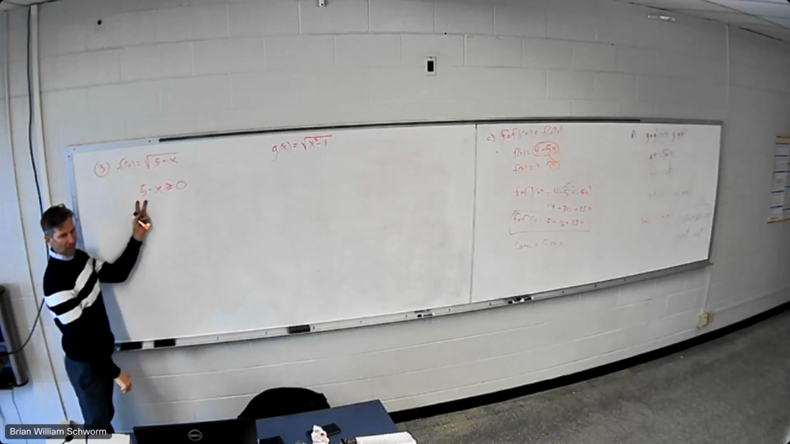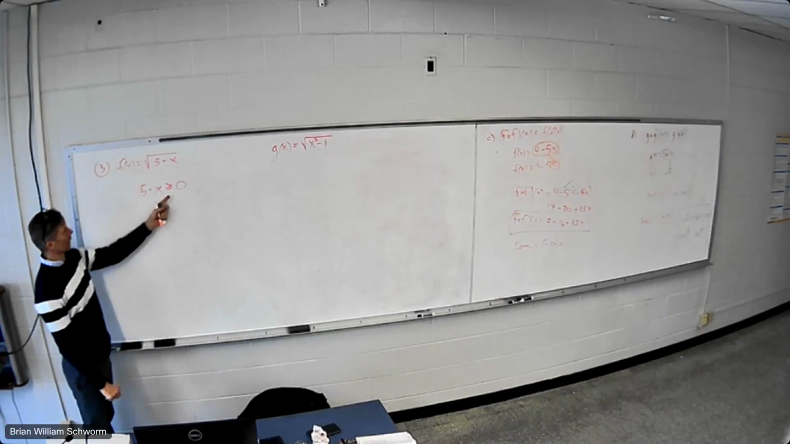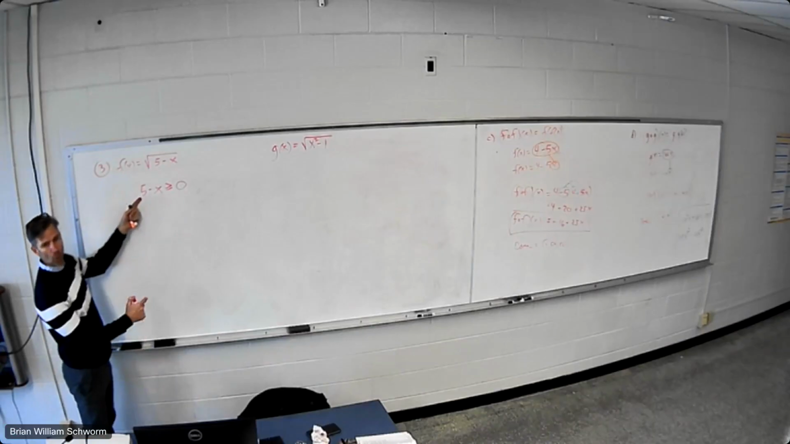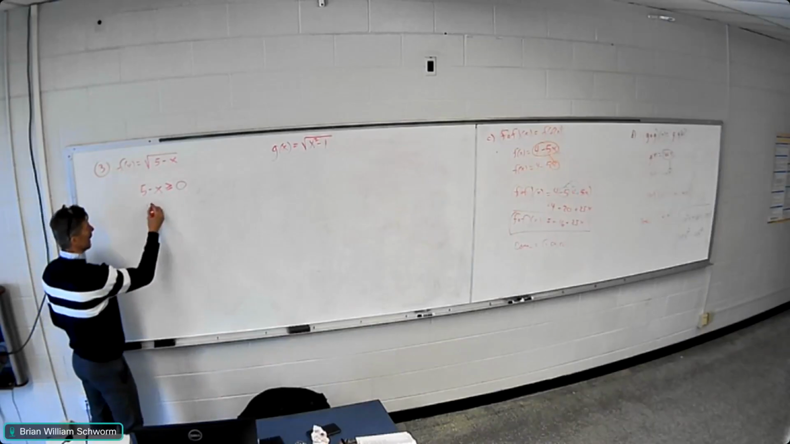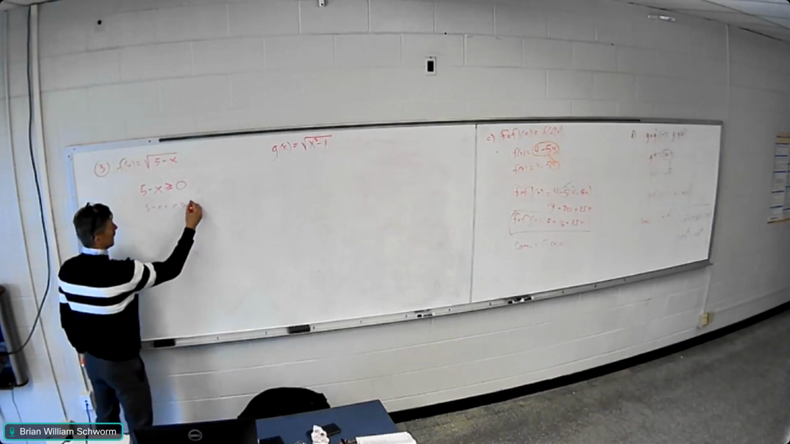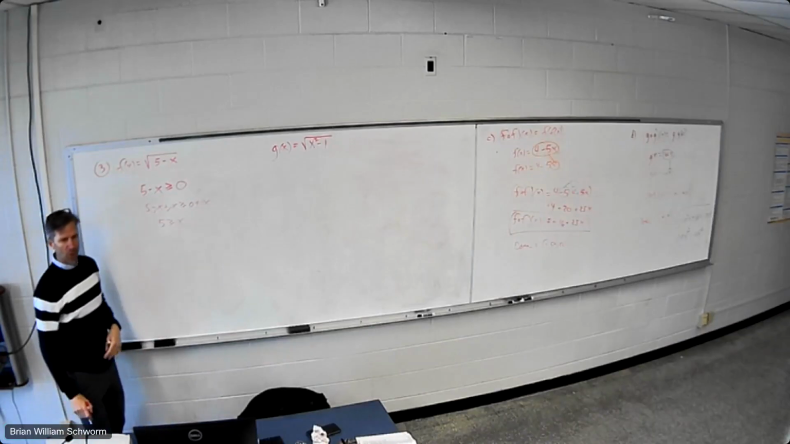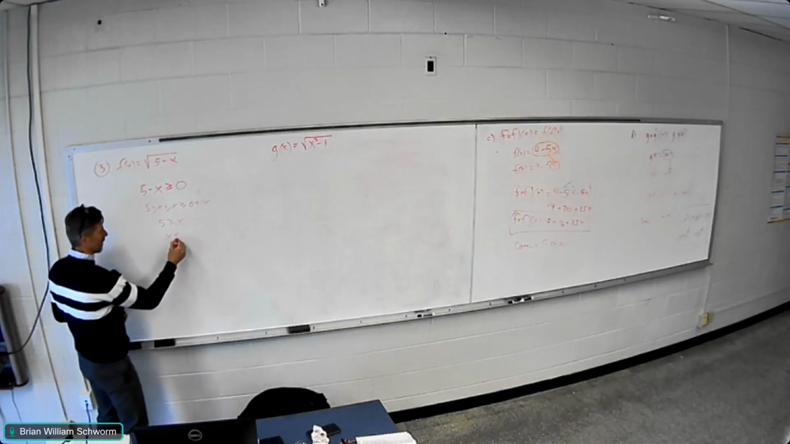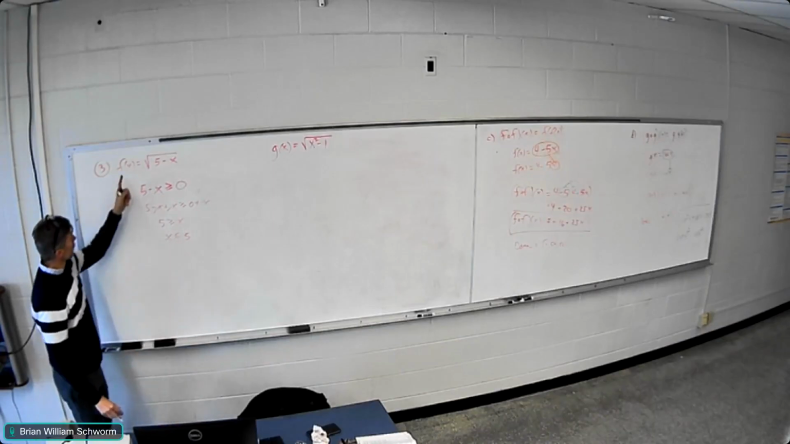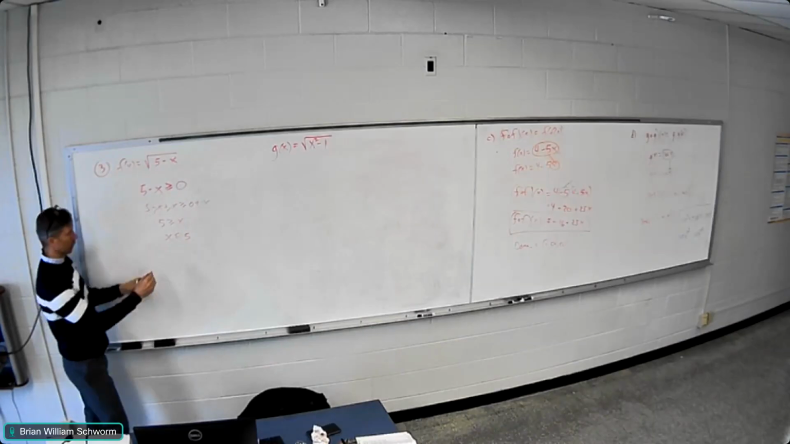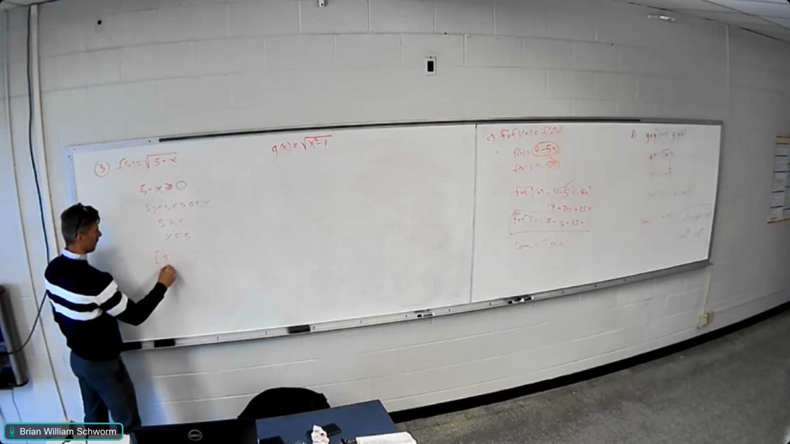What's under the square root? 5 minus x has to be bigger than or equal to 0. So when I write that down with an inequality, I can solve for x. Just add x on both sides. Five is bigger than or equal to x, or if I reverse it around, x has to be less than or equal to 5. So the domain for the f function, 5 to infinity.